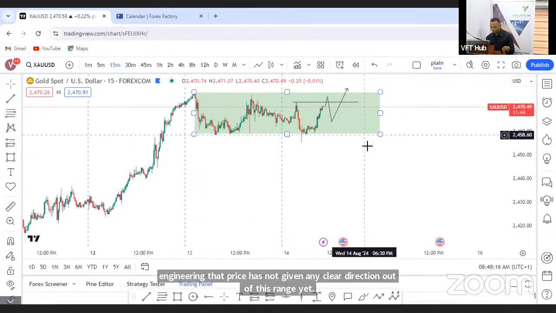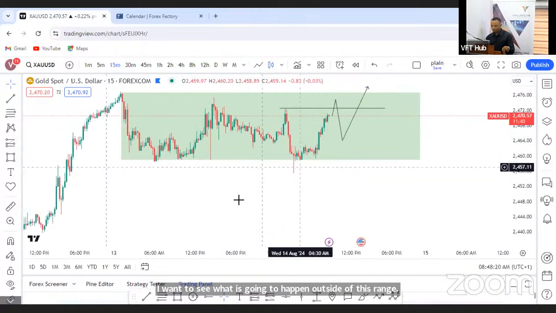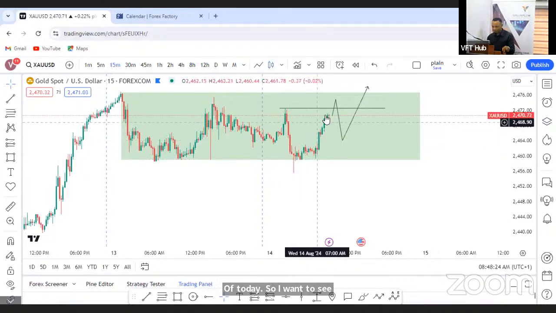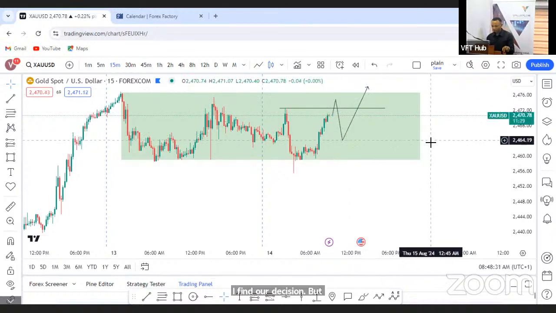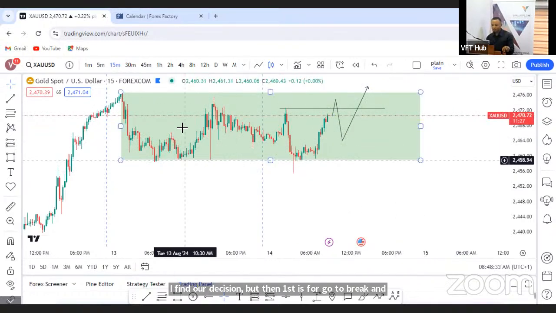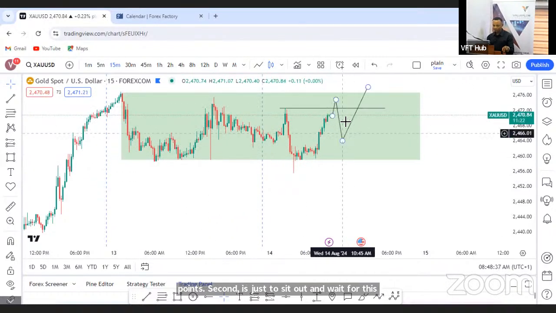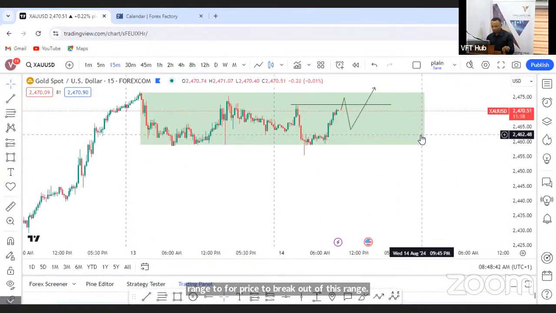So I want to see what is going to happen outside of this range going into the remaining parts of today. I want to see this clearly happening before I make my final decision. But then first bias is for gold to break and close above here, return back here, and then trade into 2,500 points. Second is just to sit out and wait for price to break out of this range. Then I'll get clear direction on where gold would be going to.